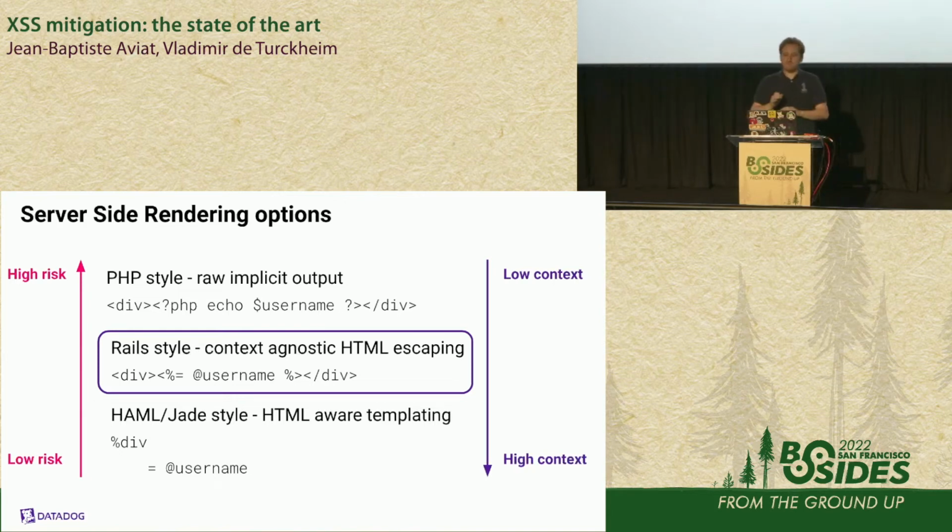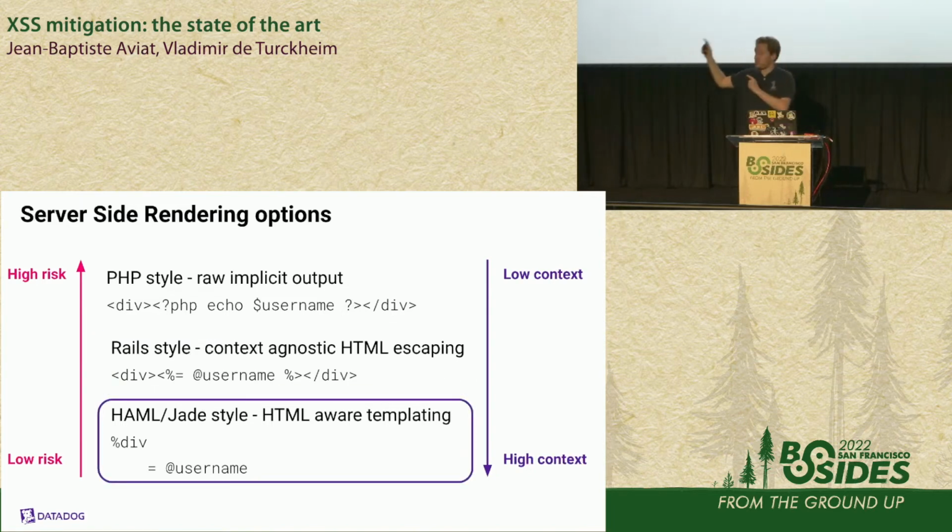So, full disclosure, I'm not really a big fan of this syntax because escaping is just made by using an equal after the percent, and not escaping is using a dash. And I find that really error prone. That's not explicit enough in my opinion. But anyway, what happens here is that it will escape the content of the username variable, HTML escape, to make sure that it is not rendering HTML tags.